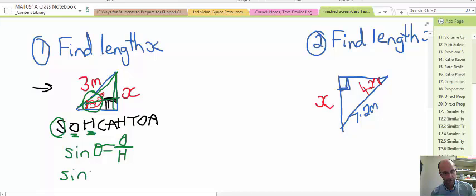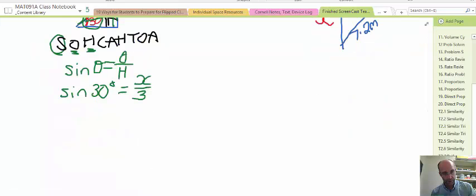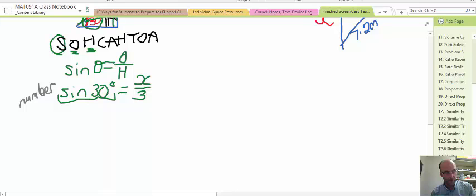We write the rule down, then we substitute in what we have in the particular question we're doing. Opposite is x, hypotenuse is 3. Theta gets replaced by 30 degrees. So we have sine 30 equals x over 3. Thing to remember, even though it's got letters in it, sine 30 is just a number. It's some number that we can work out. So we have a number equals x divided by 3.